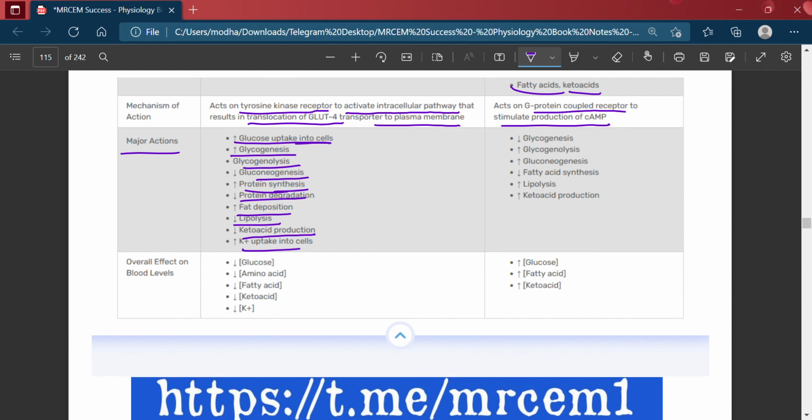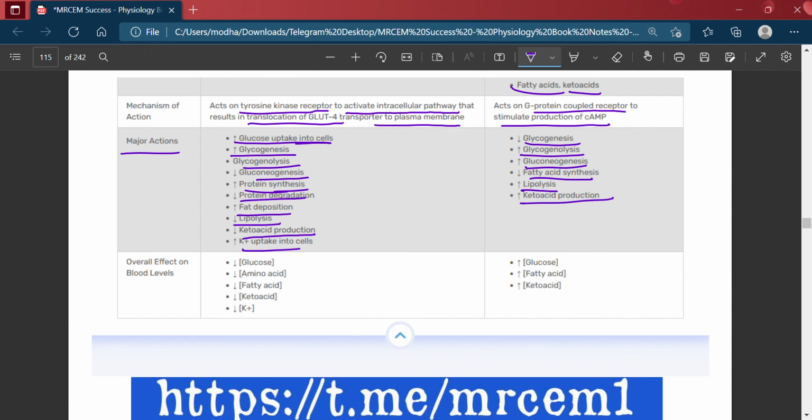Glucagon will decrease glycogenesis, increase glycogenolysis, increase gluconeogenesis, decrease fatty acid synthesis, increase lipolysis, and increase keto acid production.